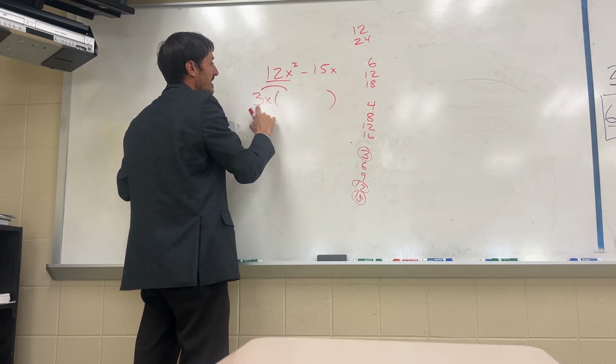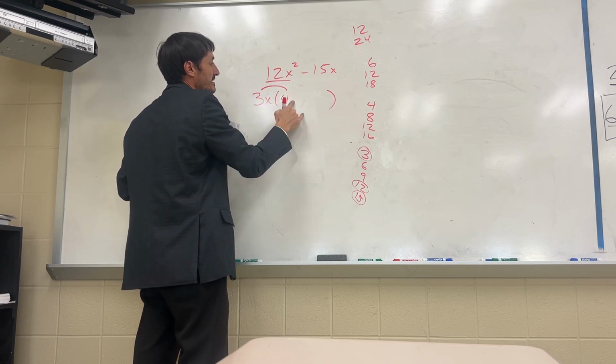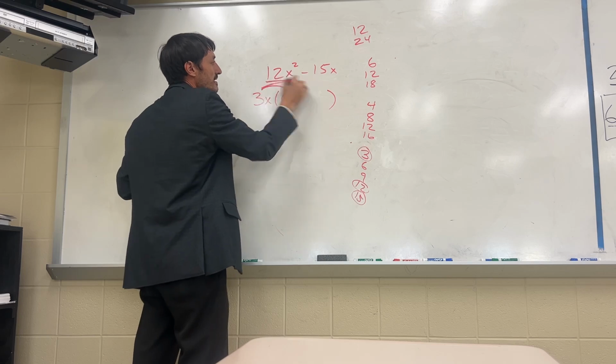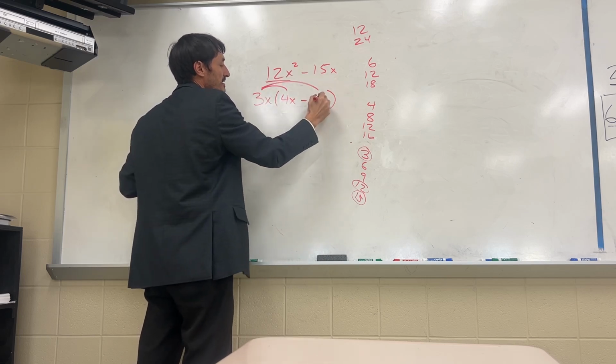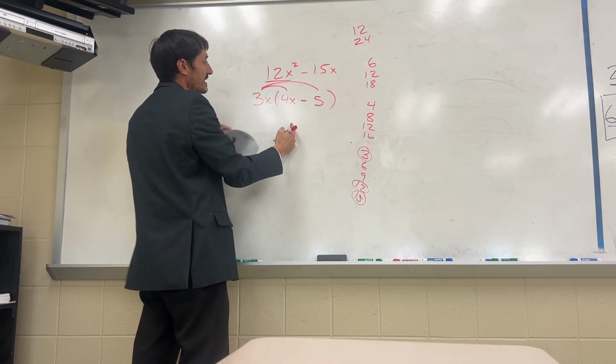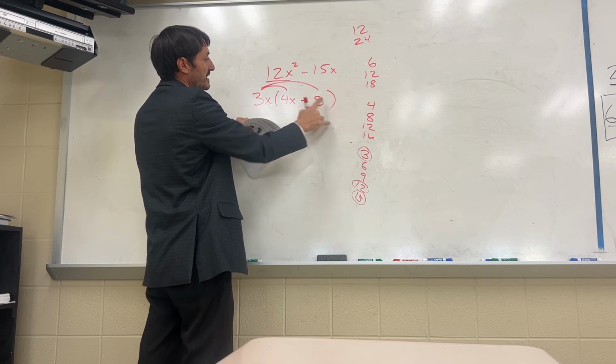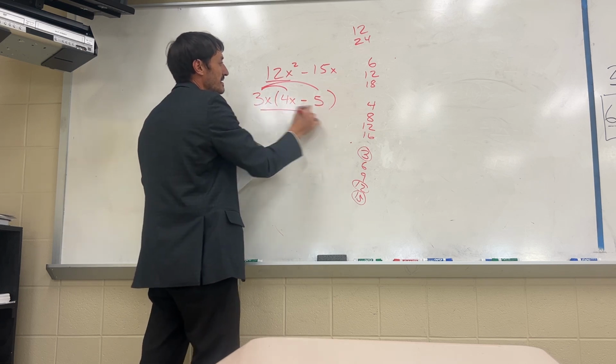Now we're going to ask 3 times what is 12, that's 4. X times what is x squared, that's x. 3 times what is 15, that's going to be a negative 5 because this is a negative 15. And I don't need an x on the 5 because I already took the x out. And this is our answer.